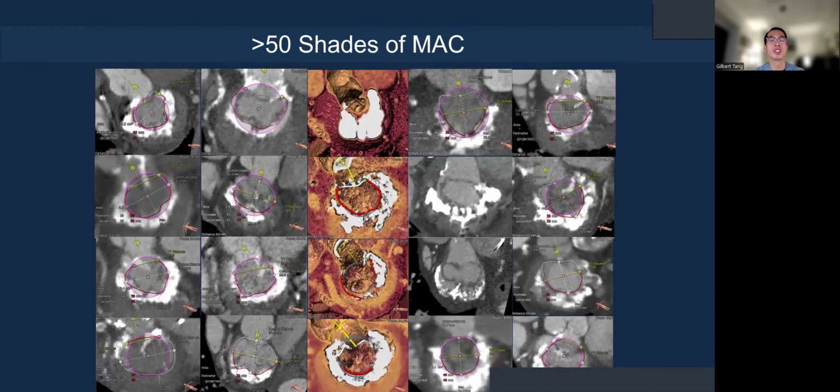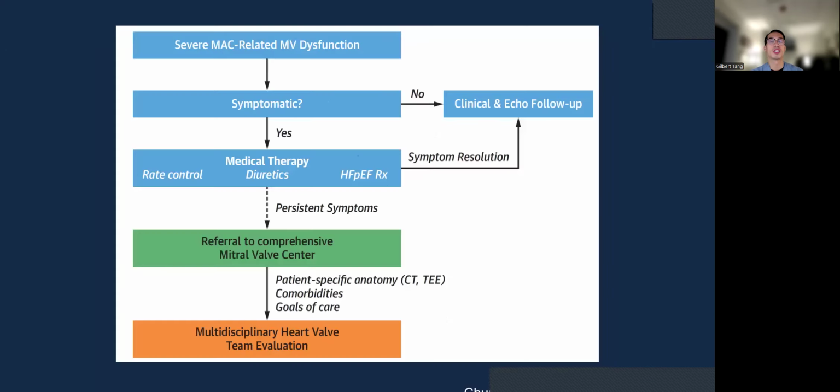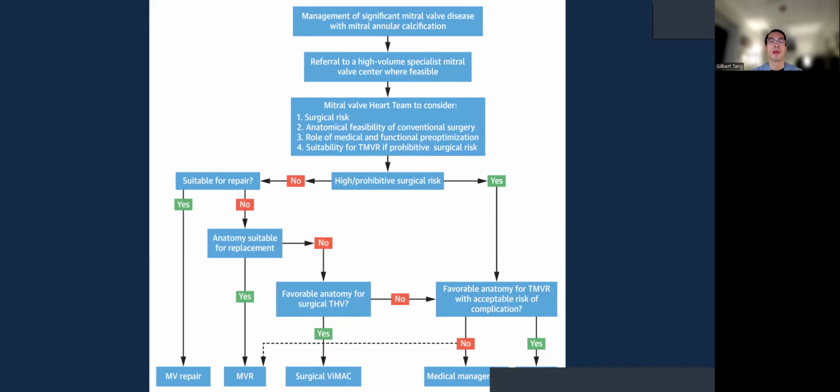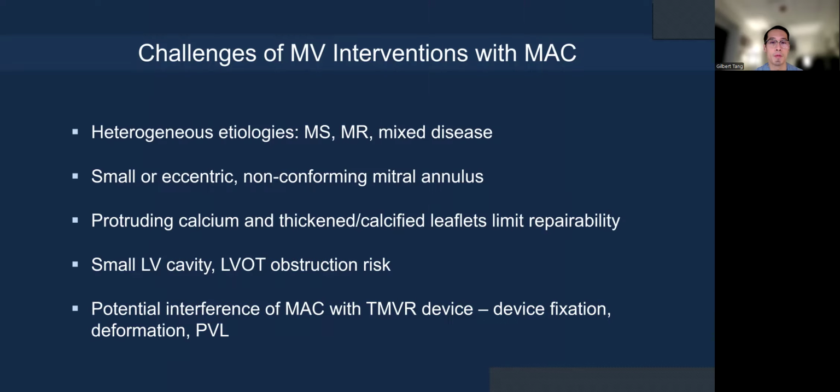I want to turn attention quickly to MAC, or mitral annular calcification. You can see that here they're a very complex and heterogeneous group of patients. There are some documents now published on how to manage and work up these patients. Certainly, they should be referred to a reference mitral center. There are a number of options available for decision making, including surgery, both repair and replacement, hybrid approach, and of course, transcatheter approach if they are anatomically feasible.